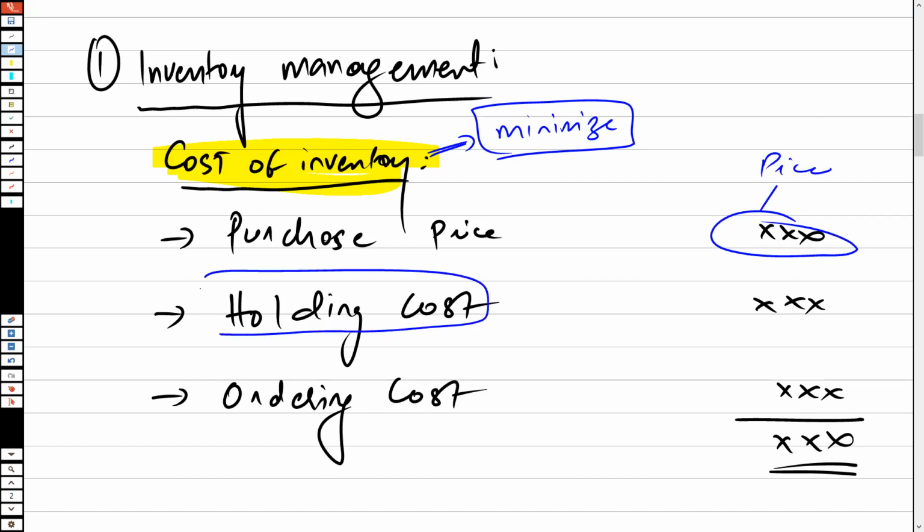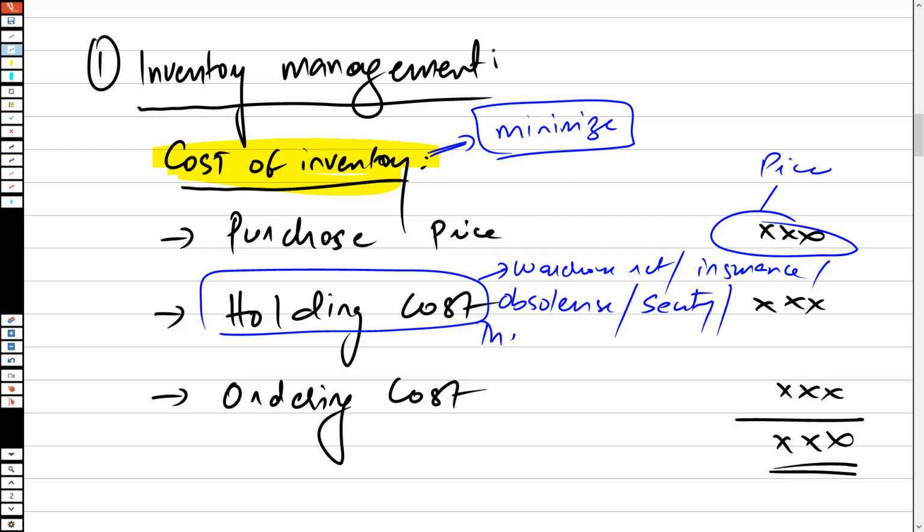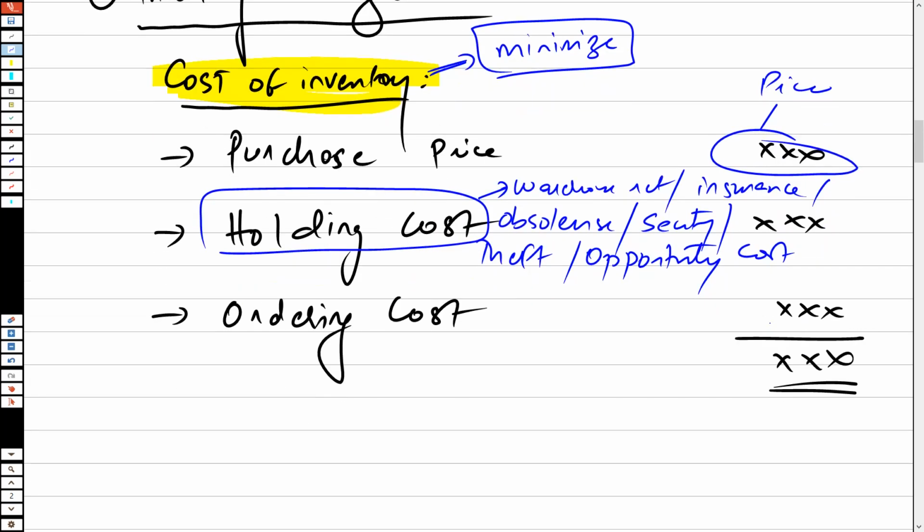But when we talk about the holding cost, there are multiple costs. For example, you have the warehouse rent, insurance, inventory obsolescence cost, security cost, theft cost, and the opportunity cost of funds. So there are multiple types of costs that are incurred when it comes to inventory holding. Similarly, there is something called ordering cost.